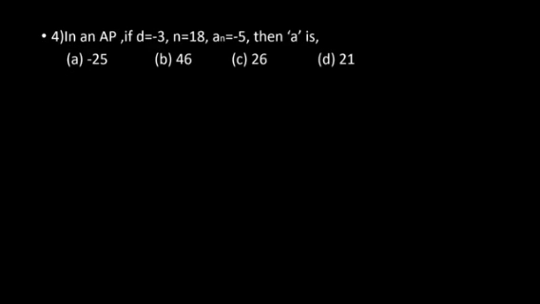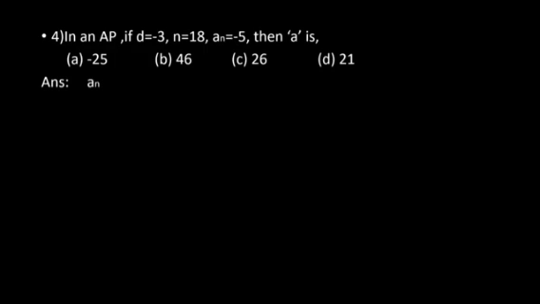Fourth one, in an AP, if d is equal to minus 3, n is equal to 18, an is equal to minus 5, then a is. Options are minus 25, 46, 26, 21. Here they said we need to find a and they gave the other terms, so directly we'll substitute in the formula.